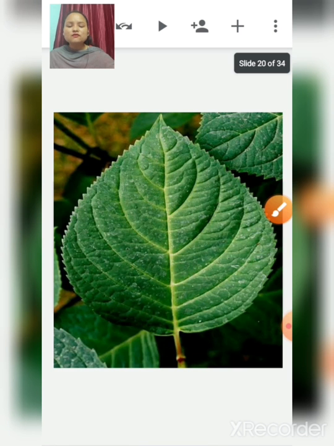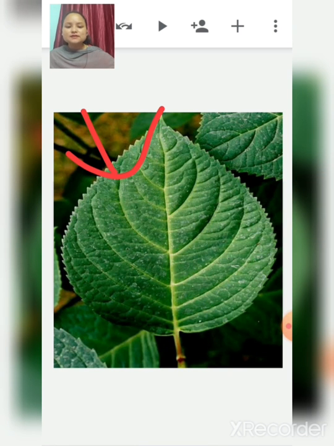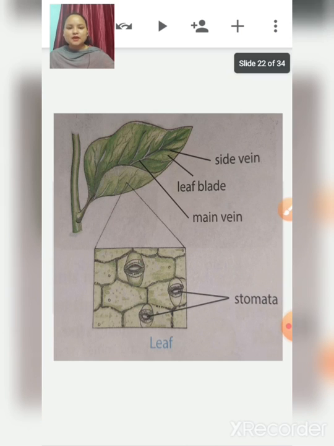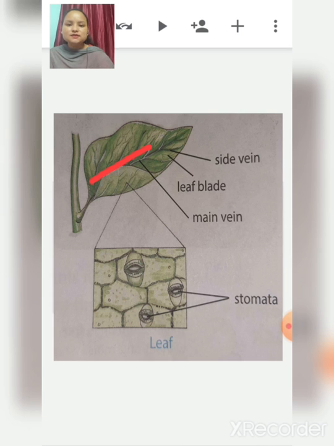Okay, the lower part of the leaf has what, children? Stomata. Small, tiny openings called stomata, and air enters through the stomata. Here you can see in the picture, this is the main vein, right? This is the leaf blade, and this one is the side vein from where water is carried, and stomata is a tiny opening through which air enters the leaf.